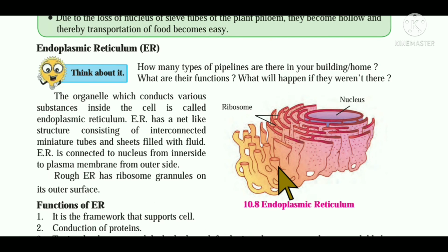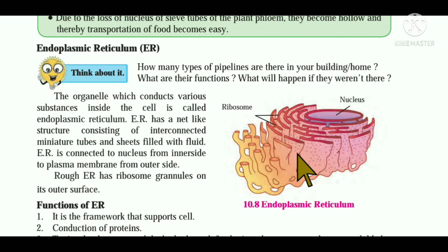Now the next cell organelle, which is connected between the plasma membrane and the nuclear membrane, is a tubular structure known as the endoplasmic reticulum. This endoplasmic reticulum is just like this. It is made up of different types of tubules.